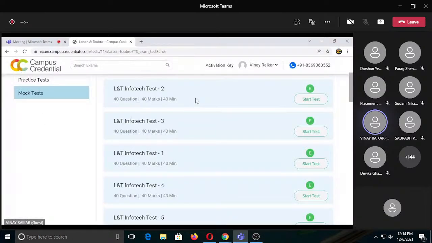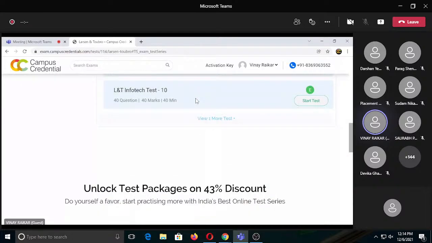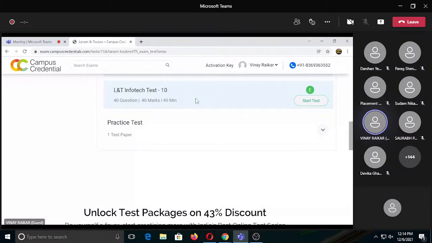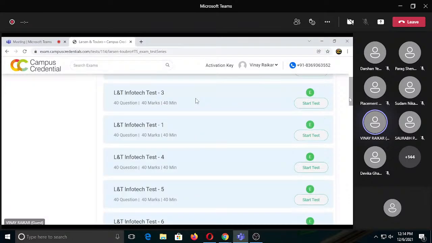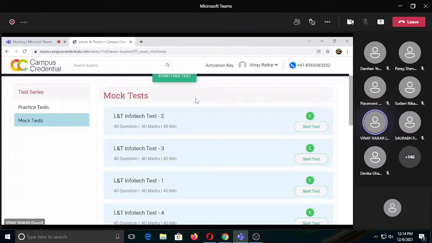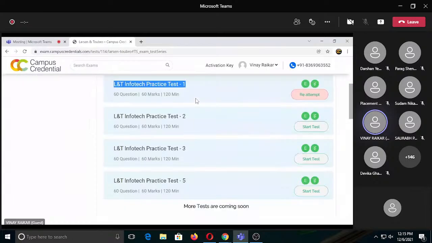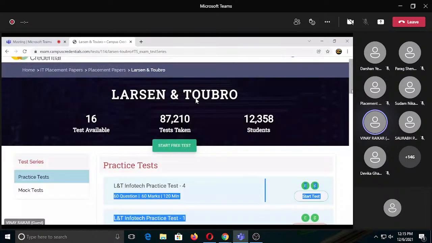Okay, so even on the LNT, if you notice over here, guys, we have approximately 10 tests in the mock test and the practice test. Now, you have been seeing 60 questions, and in the mock test you'll be seeing a change to 40 questions. This is the last-moment change which happened with the LNT. Once you've gone through this, you'll understand it.